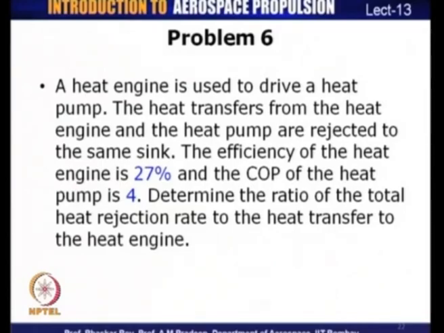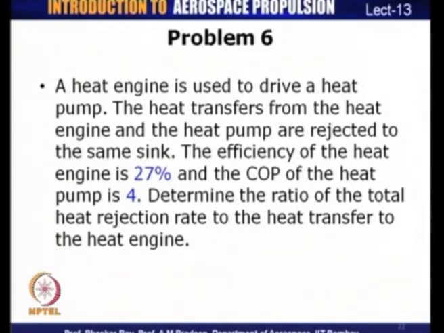The heat transfers from the heat engine and the heat pump are rejected to the same sink. That is, both the heat engine and the heat pump are rejecting heat to the same sink. Efficiency of the heat engine is 27% and COP of the heat pump is 4. So, determine the ratio of the total heat rejection rate to the heat transfer to the heat engine.